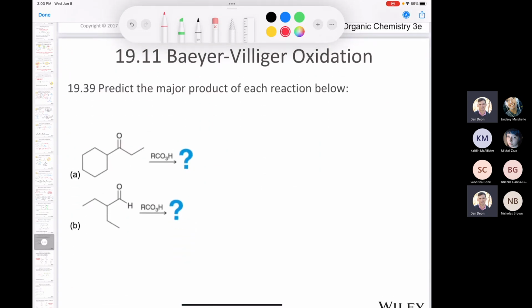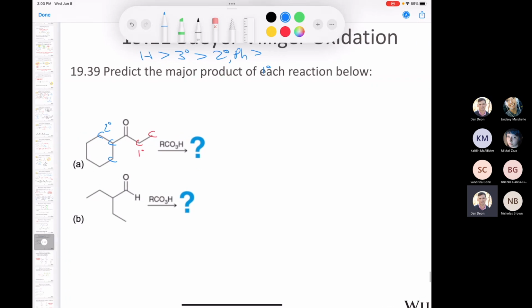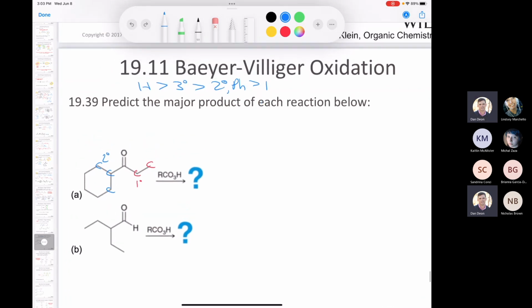It says predict the major product for each of these reactions. We're taking a ketone and an aldehyde and treating them with a peroxy acid. So this is a Baeyer-Villiger reaction. If we look at this carbon over here, it's attached to only 1 carbon going away from the carbonyl. So this is like a primary carbon, whereas the one on the left is attached to 2, and so it is secondary. What was the migratory aptitude? It was a hydrogen, followed by tertiary, followed by secondary and phenyl, followed by primary, followed by a methyl.